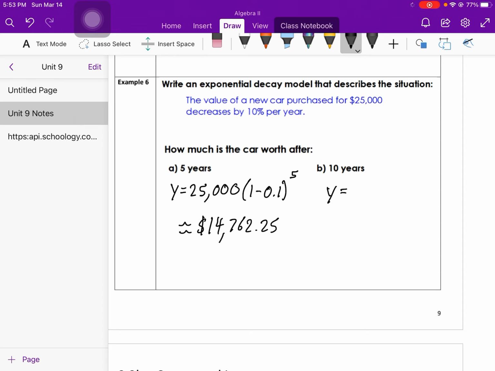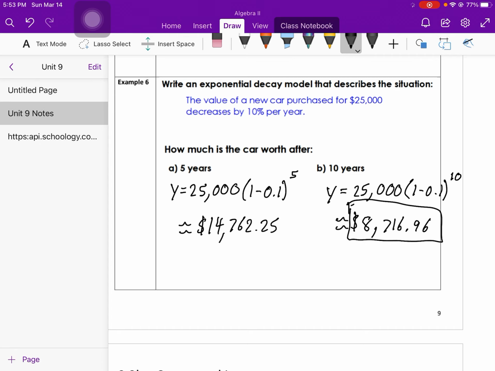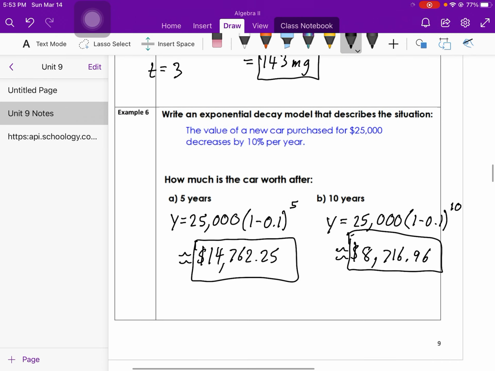Now the only difference over here on the other one, it's going to be the exact same equation, because we're assuming it decreases at 10% every year. We just change our exponent from 5 to 10. And this one is only at $8,716.96. So quite a bit less than after the 5 years, but it's going to keep getting smaller and smaller the longer that we have it, which makes sense. And that is it.